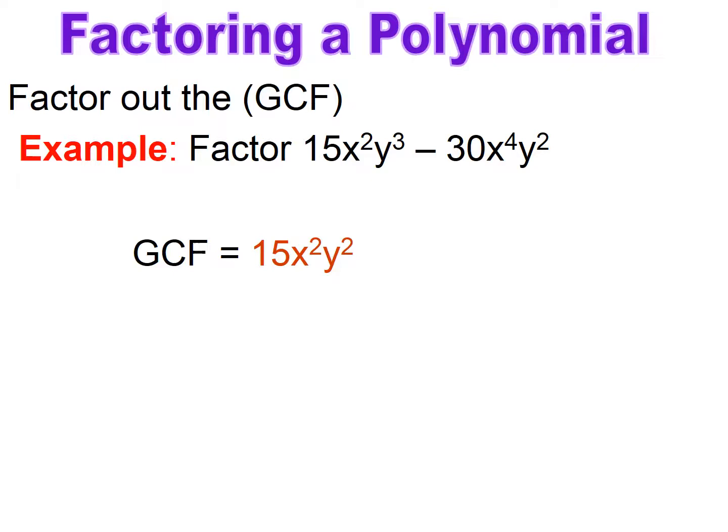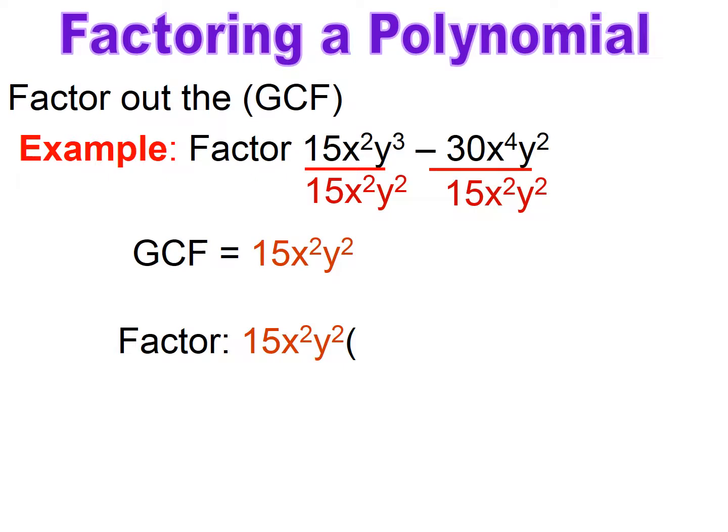Now, when you're factoring out the GCF, you're going to start by writing the GCF on the outside of an open parentheses. And then you're going to take each term and divide the GCF out. And whatever's left will go inside the parentheses. So when I divide the GCF out of 15x squared y to the third, the 15x squared will cancel out, and when I reduce the y to the third over y squared, I'm left with the y. So that piece will go inside the parentheses.